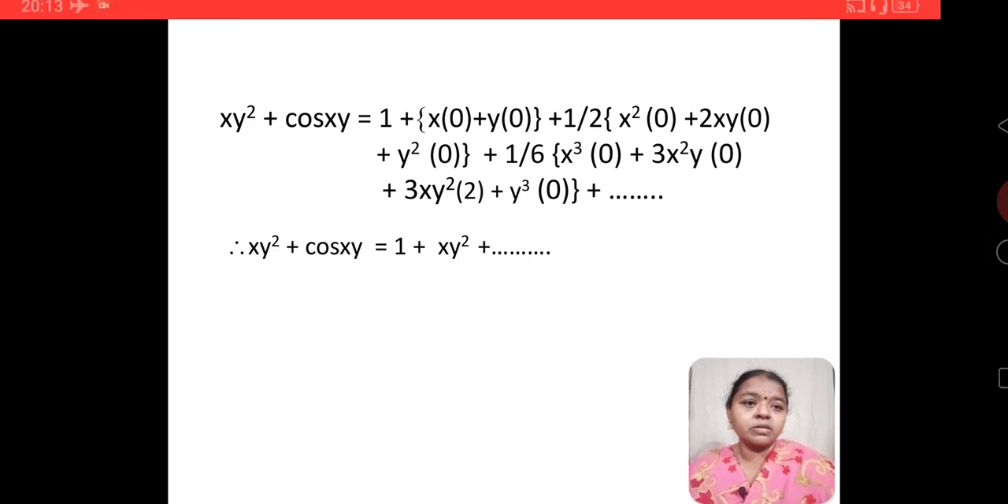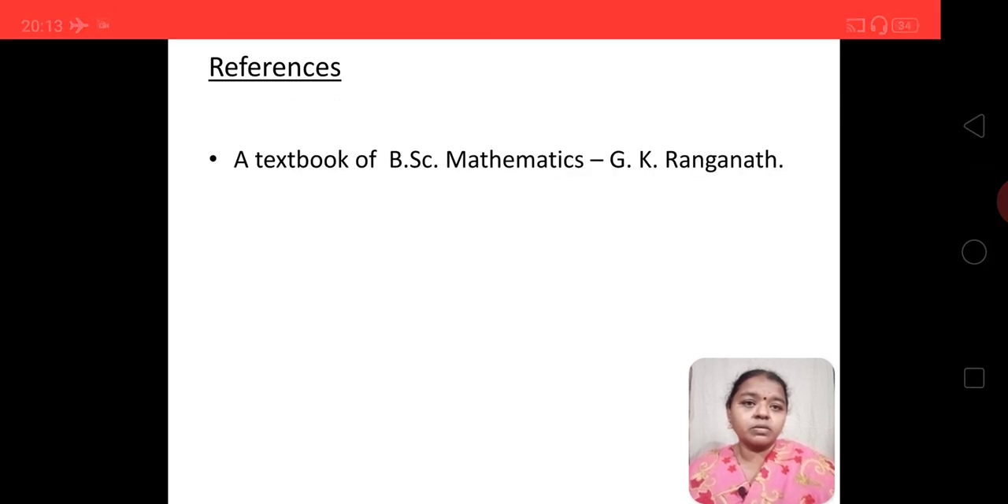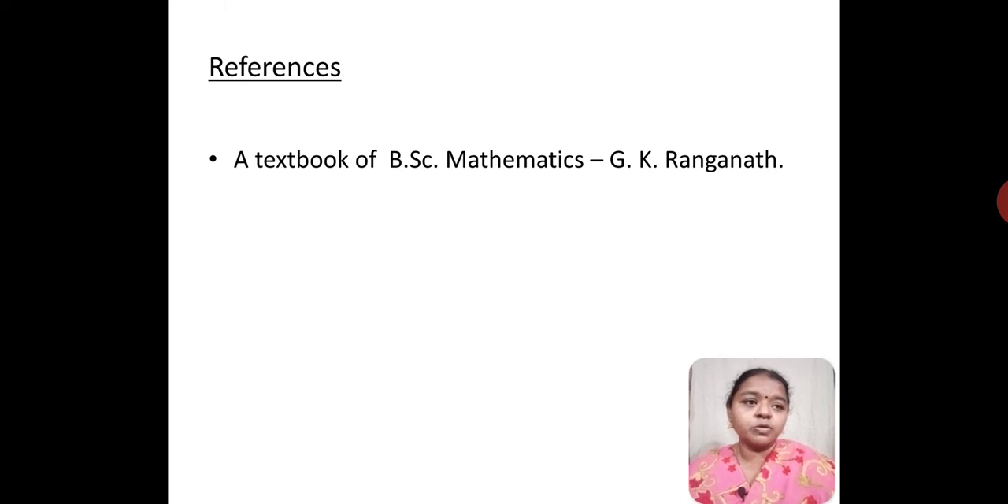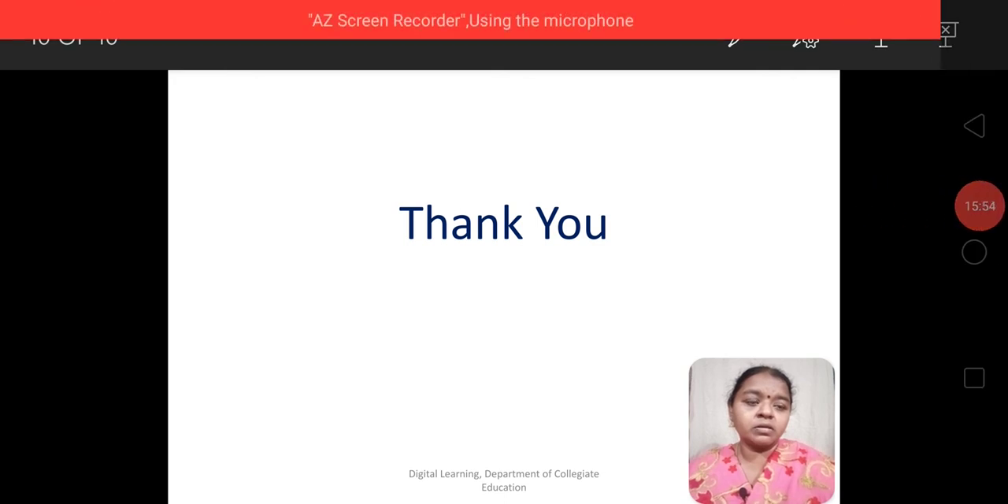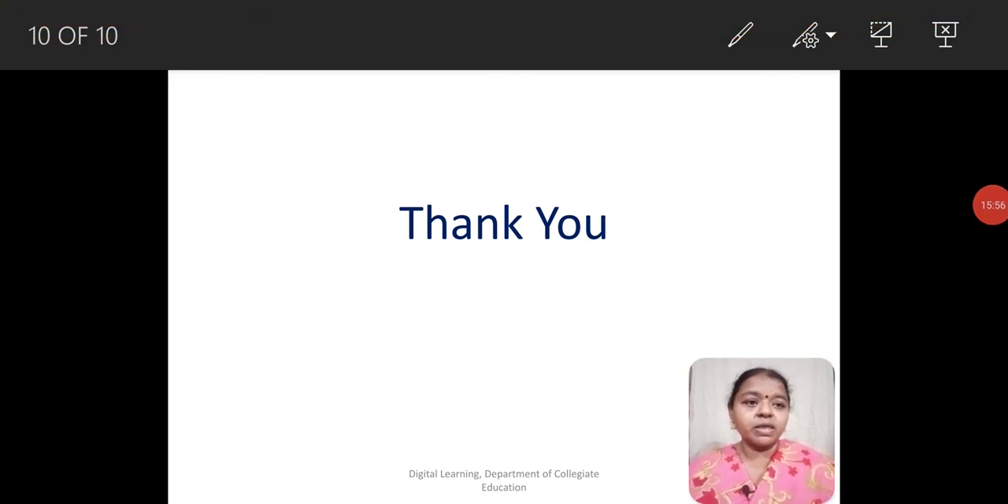1 plus xy square. So the reference book which I have used is Textbook of Mathematics by G.K. Ranganath.